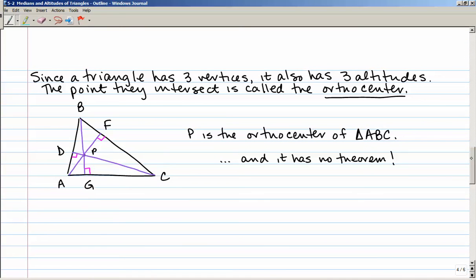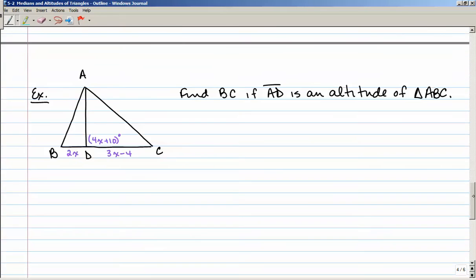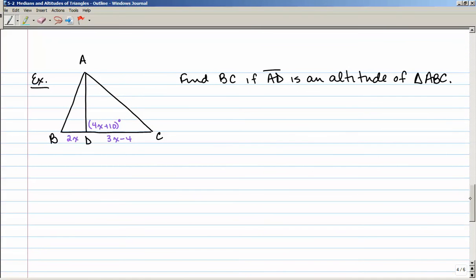And since a triangle has three vertices, it also has three altitudes. And the point where the three altitudes intersect is called the orthocenter. So in this triangle, point P is the orthocenter, and it has no theorem. Let's take a look at a couple examples here.